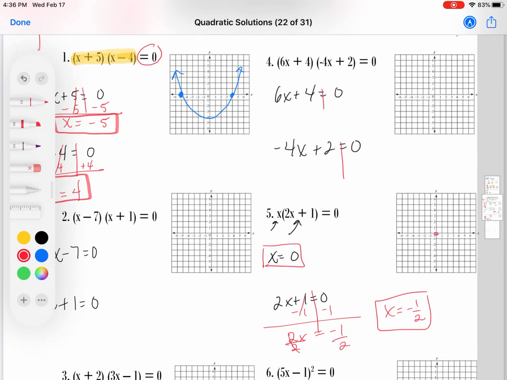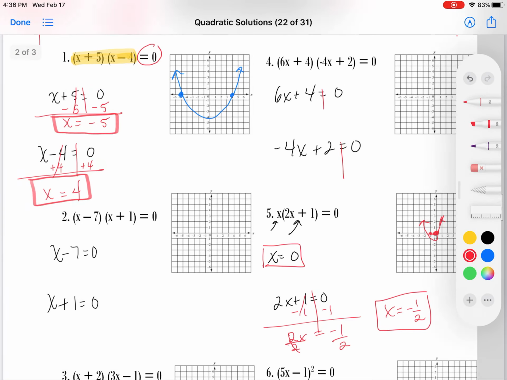To graph this, x equals 0 is the ordered pair right in the middle. X equals negative 1/2 is just right next door. Teeny, teeny, tiny little x-intercepts there. That one's kind of ugly. But those are your answers. X equals 0 and x equals negative 1/2.